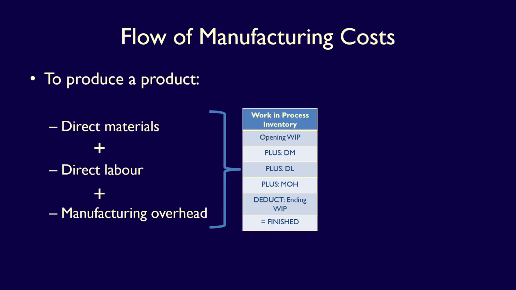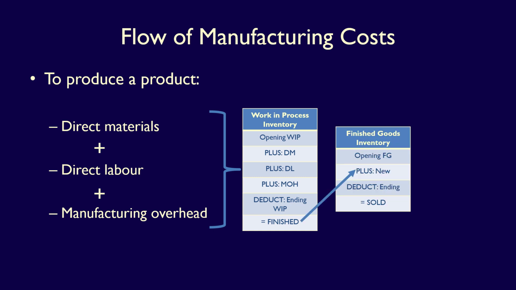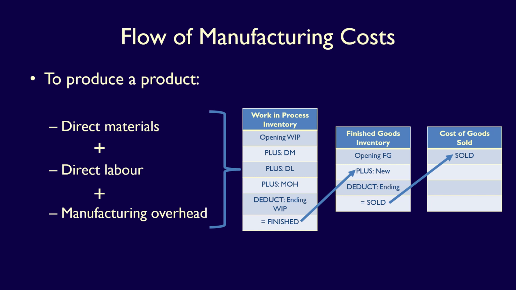As a product is being manufactured, all three of these costs are transferred into work in process inventory, WIP for short. It can also be called work in progress. This is a current asset inventory account on the balance sheet. Once the manufacturing process is complete and the goods are finished, the costs are transferred from WIP inventory into finished goods inventory. This is also a current asset inventory account on the balance sheet. Once the finished goods are sold, they are transferred out of the finished goods inventory into the cost of goods sold, which is an expense account on the income statement.